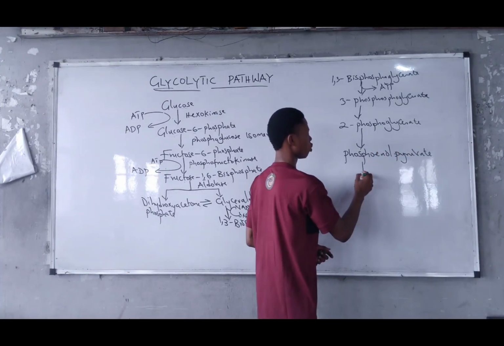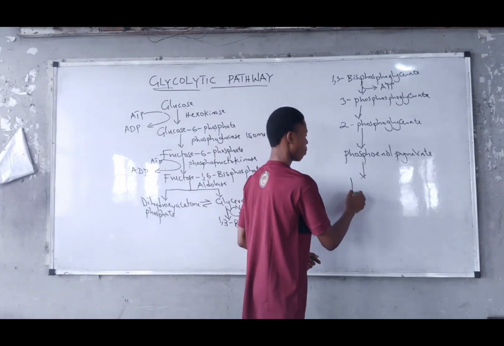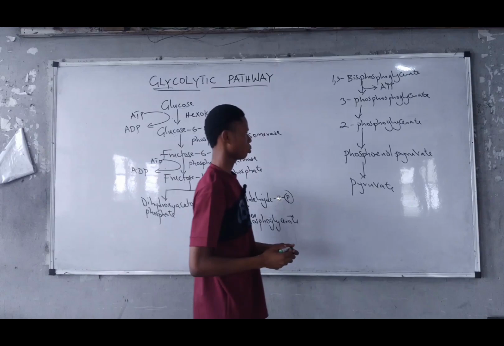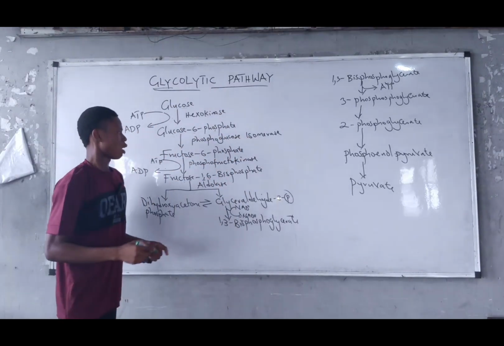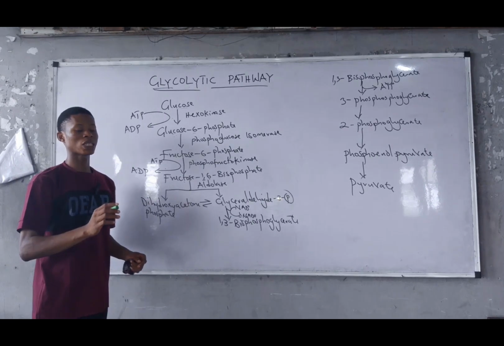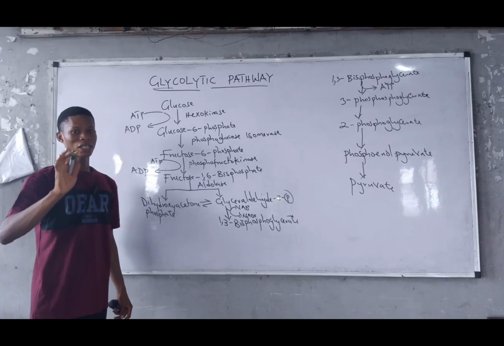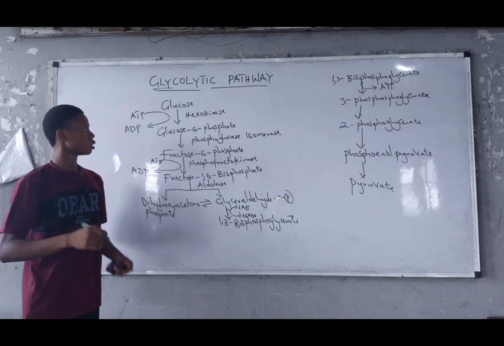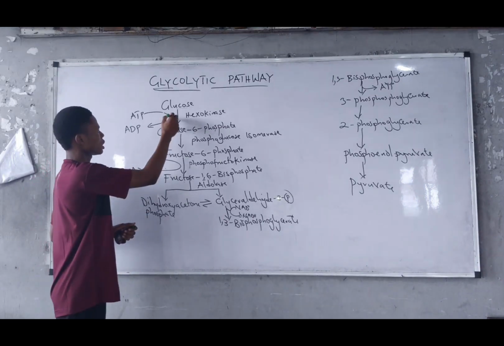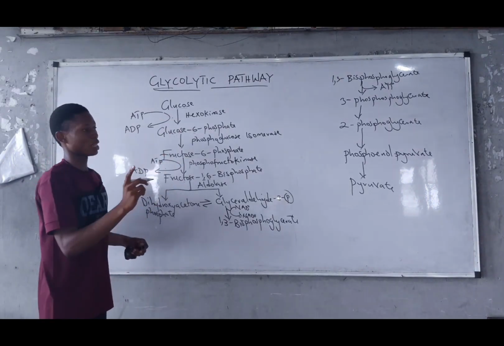And phosphoenol pyruvate is finally converted to pyruvate. Good. So I want to point out something here. There are 10 steps here, but out of these 10 steps, 3 are irreversible. Now step 1, step 3 and step 10 are irreversible.